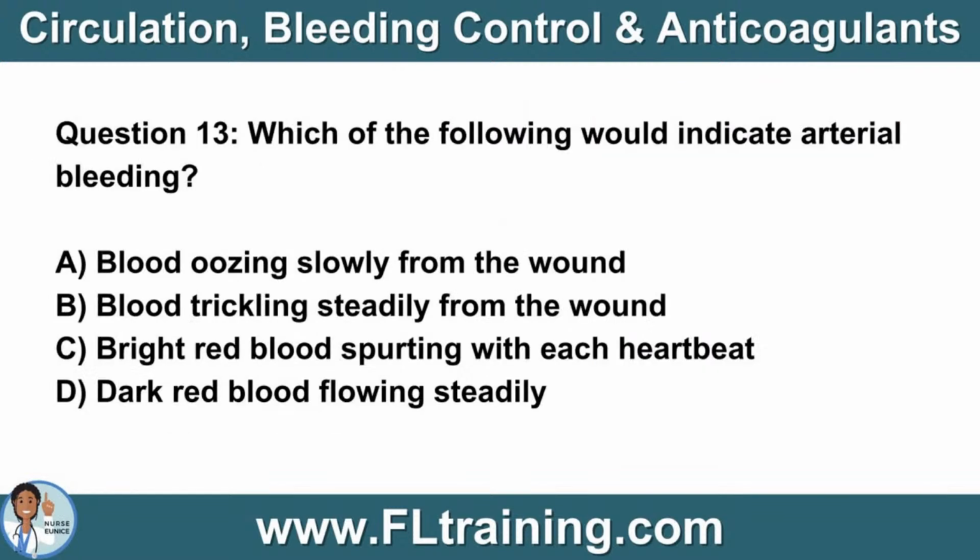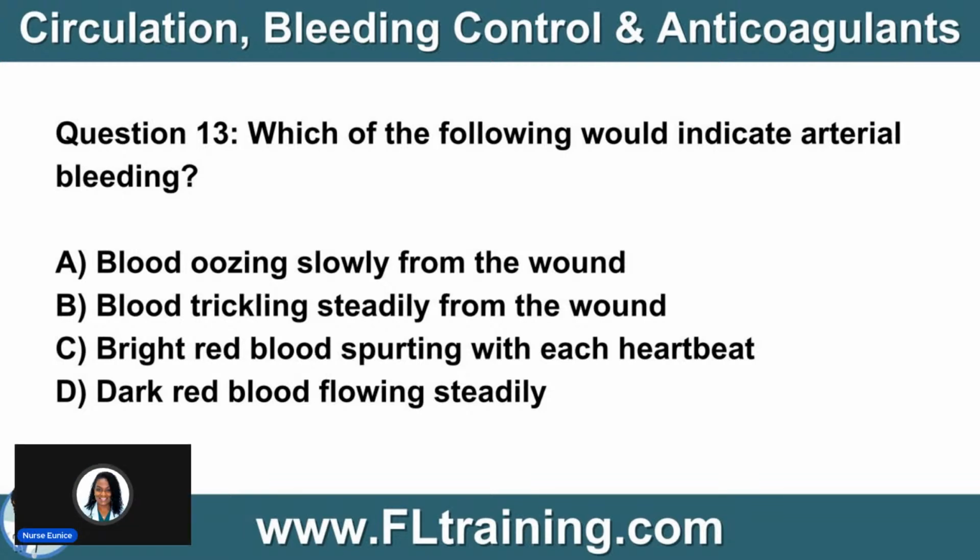All right, so question number 13. Which of the following would indicate arterial bleeding? Is it A, blood oozing slowly from the wound? B, blood trickling steadily from the wound? C, bright red blood spurting with each heartbeat? Or D, dark red blood flowing steadily? What are the characteristics of an arterial bleed?